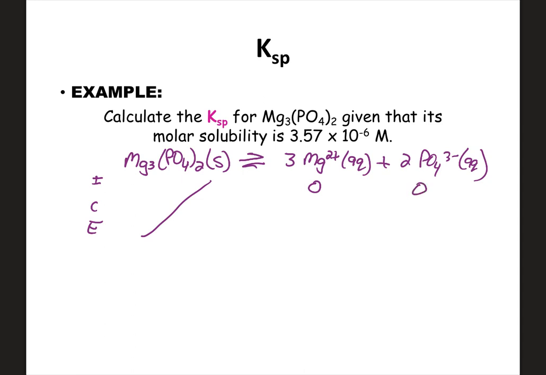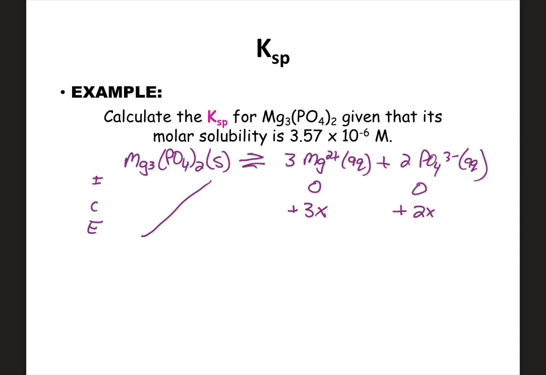Our change for each of them, they are not present initially, so they're going to form. They're going to be positive for the change. And you do have to pay attention to the coefficient here. So we have plus 3x for the Mg2+ and plus 2x for the PO4 3-. So now when we do our equilibrium concentrations here, we can actually plug in the value of x here. We know what the value of x is.